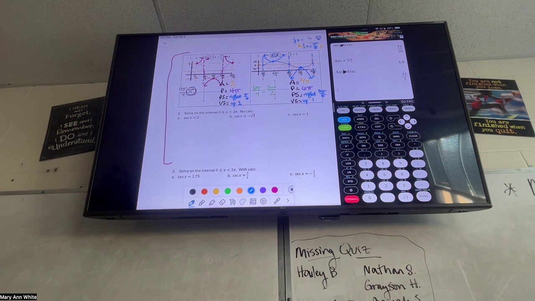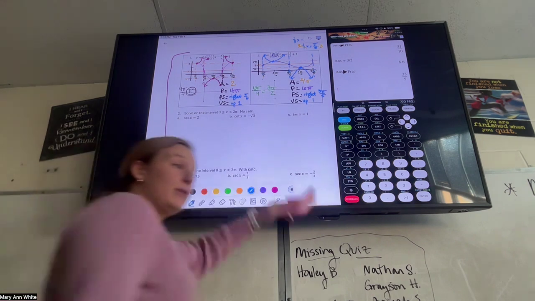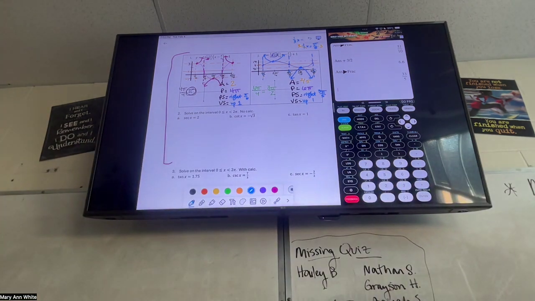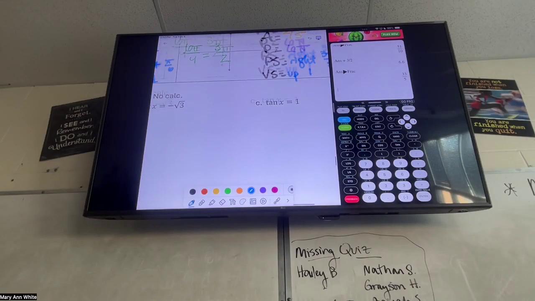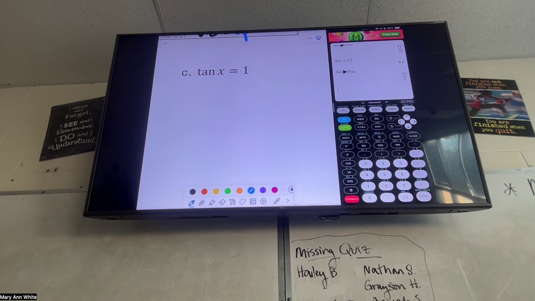So these, you've done ones like this before. It's like we've hit it like 2 or 3 times. So I'm just bringing them back up to our attention. And I think letter C is actually the easiest one. So join me on number 2, letter C. It says tan of x equals 1.